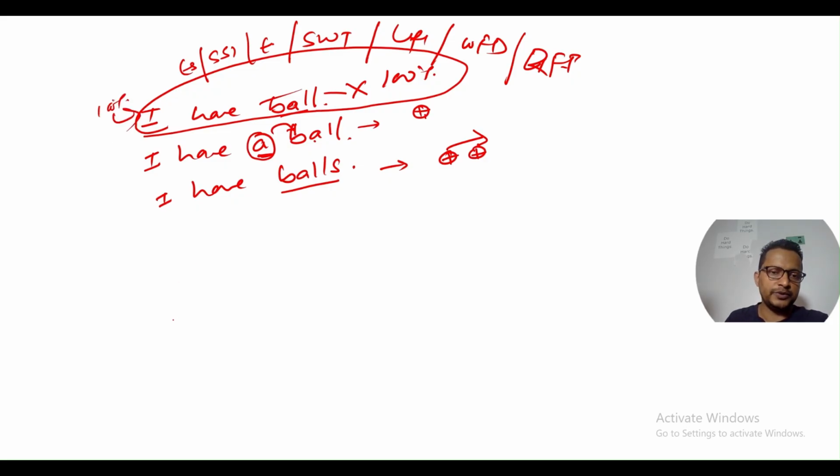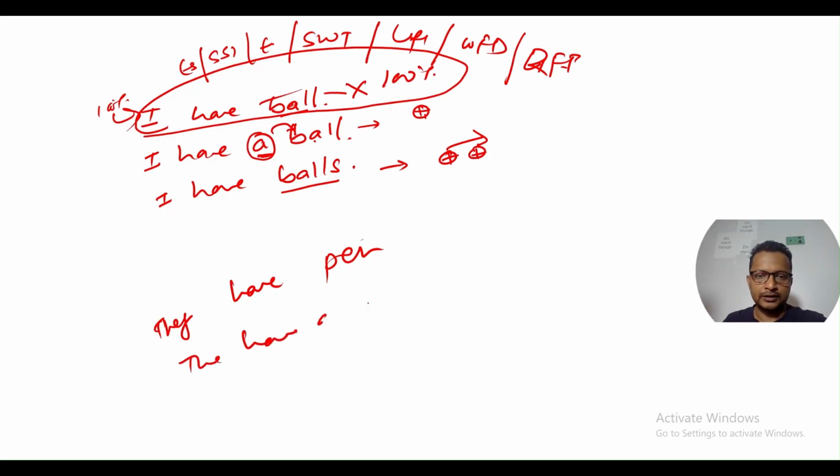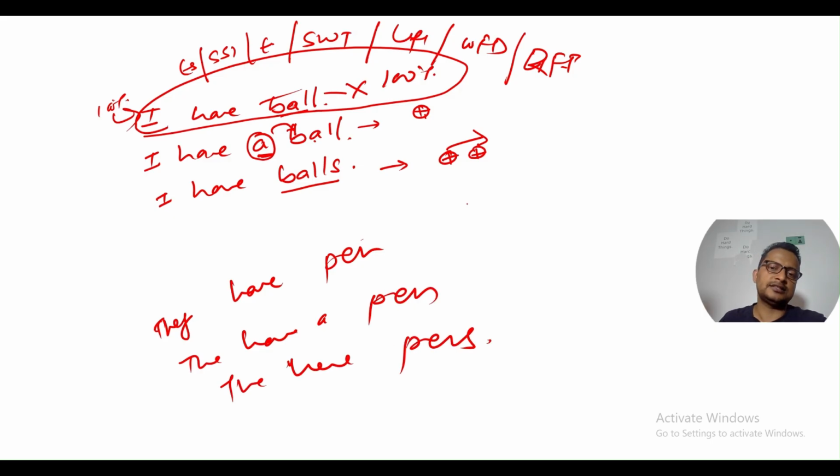Another example could be, they have pen. People will write they have pen. So you should write either they have a pen or they have pens. This is the application, guys.